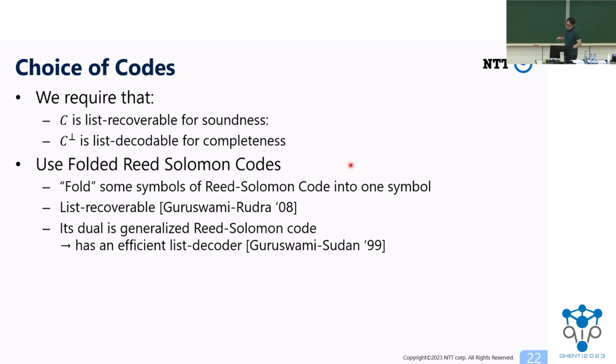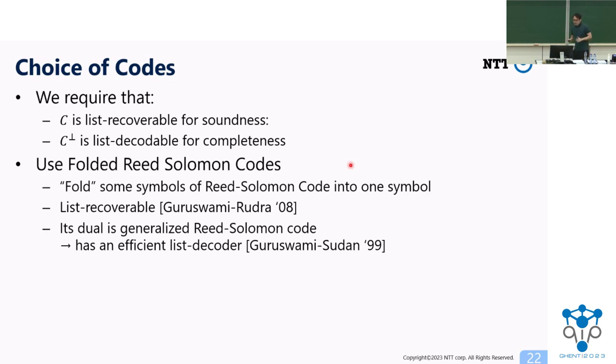This is basically the same as the basic Reed-Solomon code, except that we regard several consecutive symbols as one symbol. And it is known that folded Reed-Solomon code is list recoverable, as shown by Guruswami and Rudra. And also, its dual code is what is called generalized Reed-Solomon code. And it is known that it has an efficient list decoder.